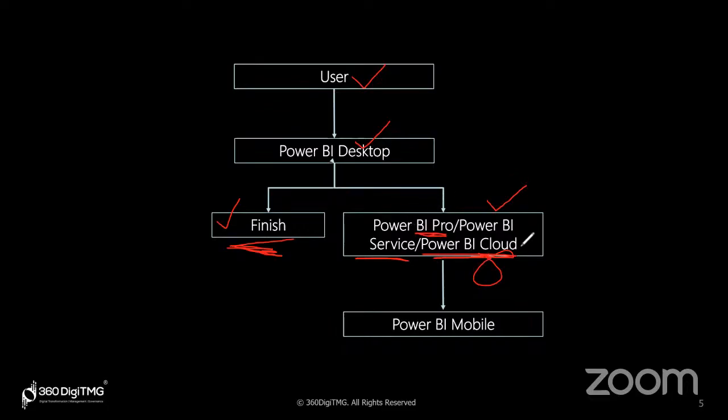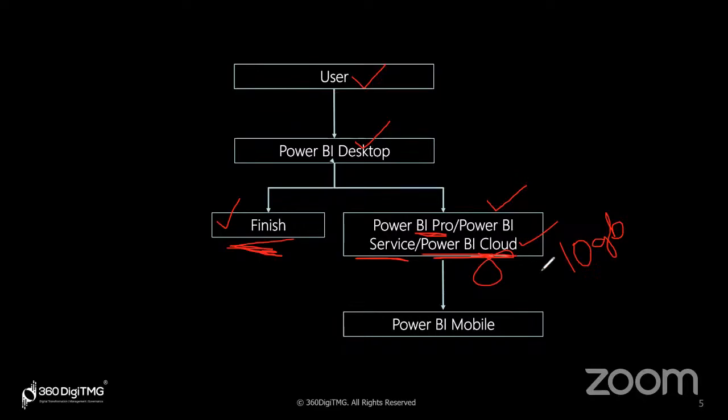So what is this? This is basically a cloud. Cloud meaning a server that is installed elsewhere. You will be given some space on the Power BI Cloud, 10 GB. Power BI Pro license, I think if I'm not wrong, gives us 10 GB space on the Power BI Cloud. So we just upload our work over there.